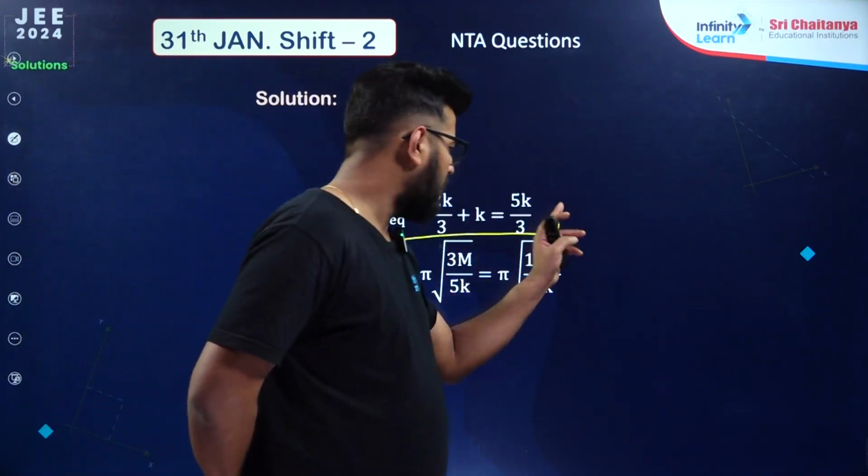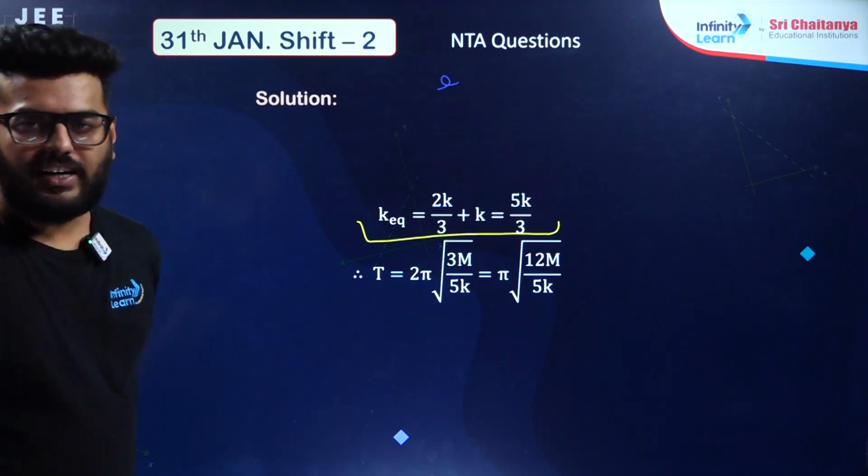So the k equivalent will turn out to be 5k by 3. When you place it over here, you'll get the correct answer, okay?